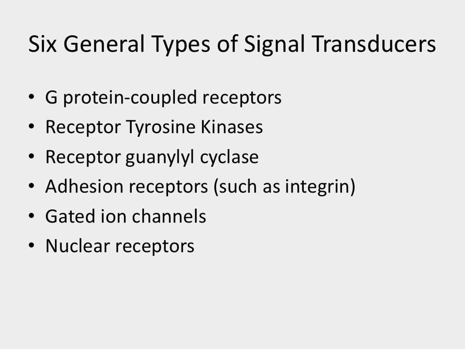Then we have the RGCs, the receptor guanylyl cyclases. We have the adhesion receptors, which are also called integrins. The gated ion channels, which I don't spend a lot of time on because we covered that last semester. You've also covered it in dynamic physiology. It's like the sodium potassium pumps and all that kind of stuff that you've seen, acetylcholine, some of those that are related. And then nuclear receptors. Remember, you're supposed to have a general idea for all of these, compare and contrast them, and know if there are any special exceptions.